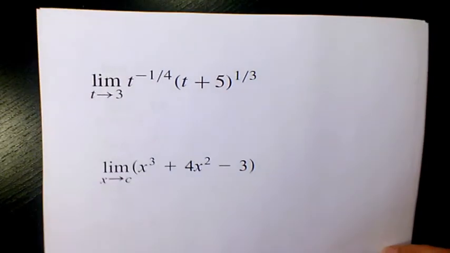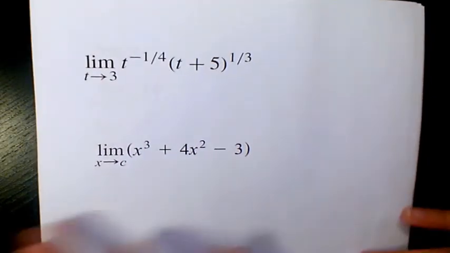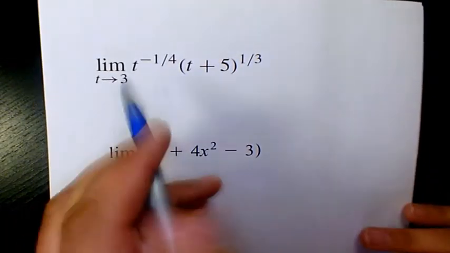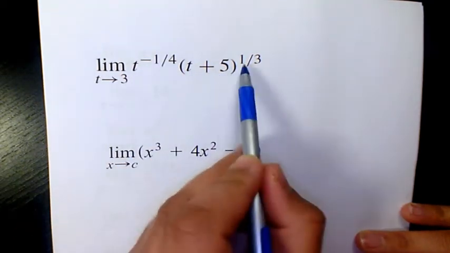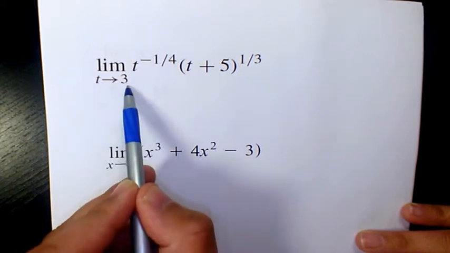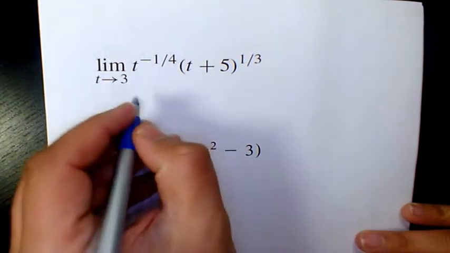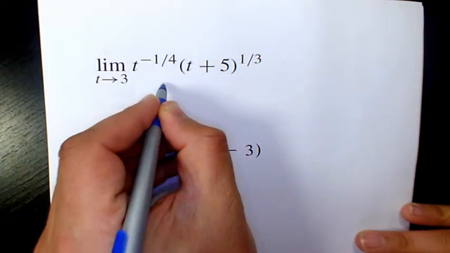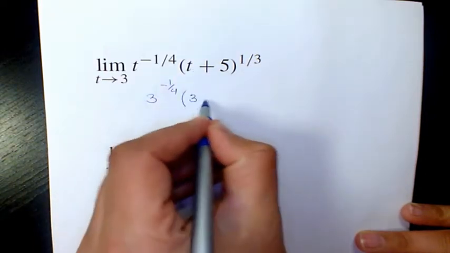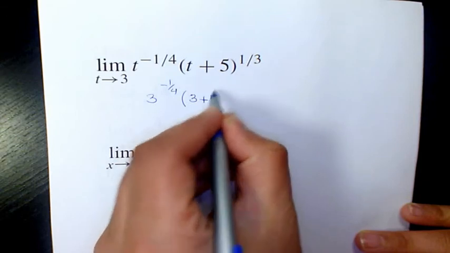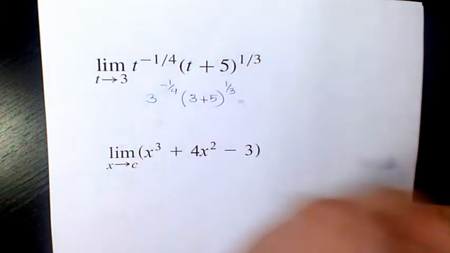Next example. Limit of t to the power of negative 1 over 4 times t plus 5 to the power of 1 over 3 when t approaches 3. That's going to be 3 to the power of negative 1 over 4, then 3 plus 5, 1 over 3.